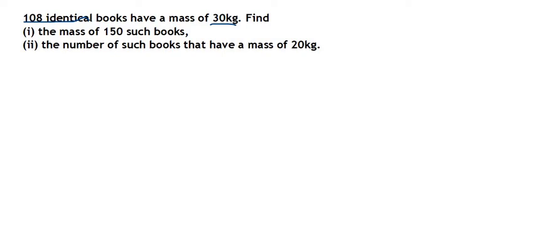Now what if we increase the number of books? What will be the mass of it? Increased or decreased? Increase, right? So this is direct proportion. When one quantity increases, the other increases with it. Over here, when the number of books increases, the mass also increases. This means that the books are directly proportional to its mass.